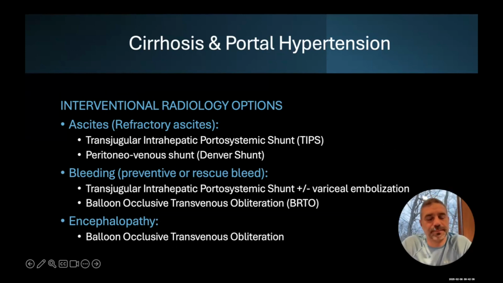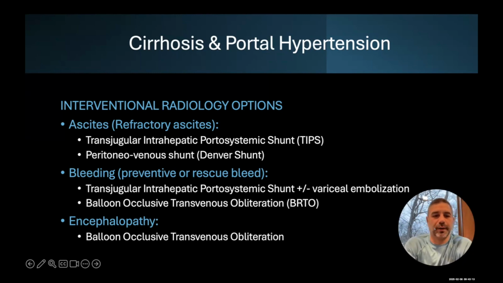Similarly to the hemodynamic evaluation, we go through the jugular vein into the hepatic vein. We puncture the liver, we put a wire, and we deploy a stent. Another option for the management of ascites as an interventional radiologist would be the Denver shunt, a peritoneovenous shunt. It's essentially a tubing that goes from the peritoneal cavity through the subcutaneous tissue into the jugular vein with a one-way valve. When the pressure in the abdominal cavity increases by 5 millimeters of water, the valve opens, and fluid shifts from the abdominal cavity into the jugular vein.